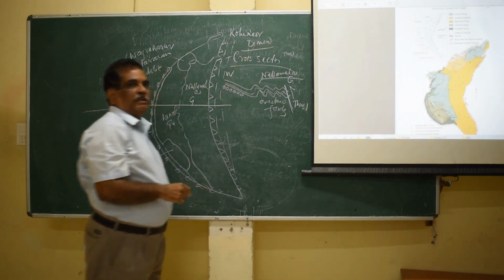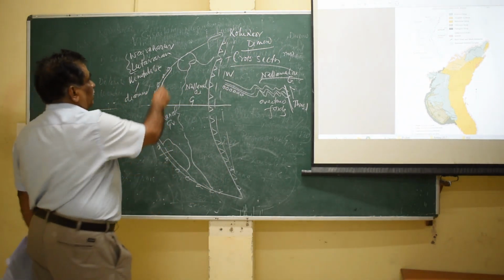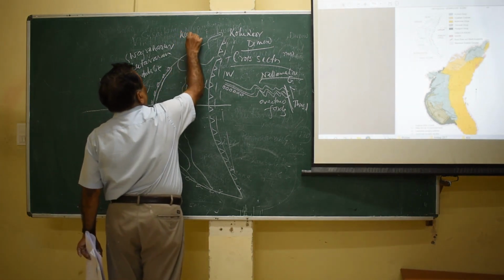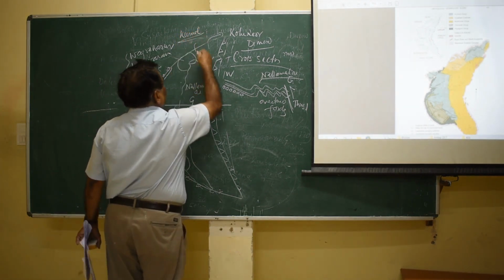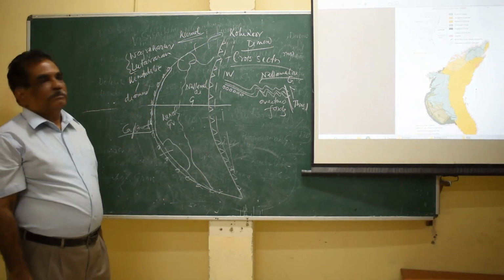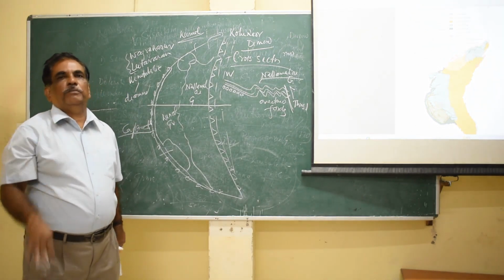Kohinoor diamond. It went from this Biswal conglomerate, Kurnul. This Kurnul group of rocks. The Biswal conglomerate of Kurnul produced this type of diamond. The Kohinoor diamond was taken by the Britishers. Now I think it has come back to India.